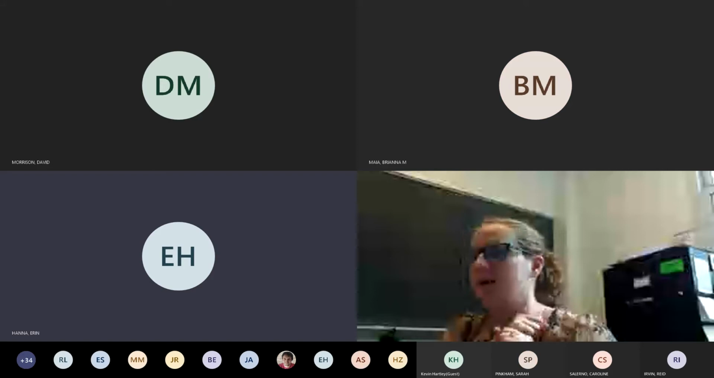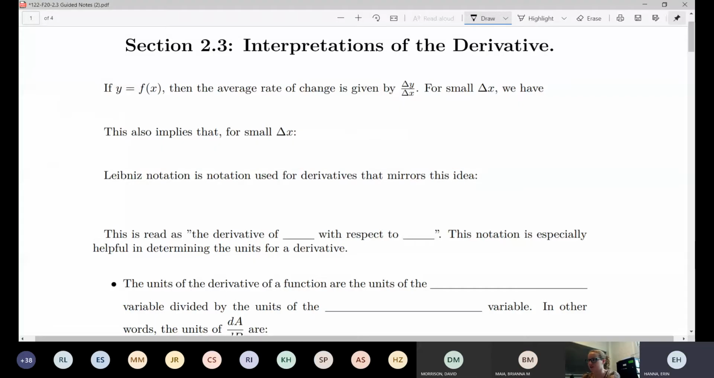Remember, if y equals f of x, then the average rate of change can be given by this change in y over change in x. We're seeing it more like this, but that essentially means the same thing. I think I've said this before, but just in case you've forgotten, that delta symbol can be thought of as meaning "change in." So we're thinking of a change in y over change in x here.